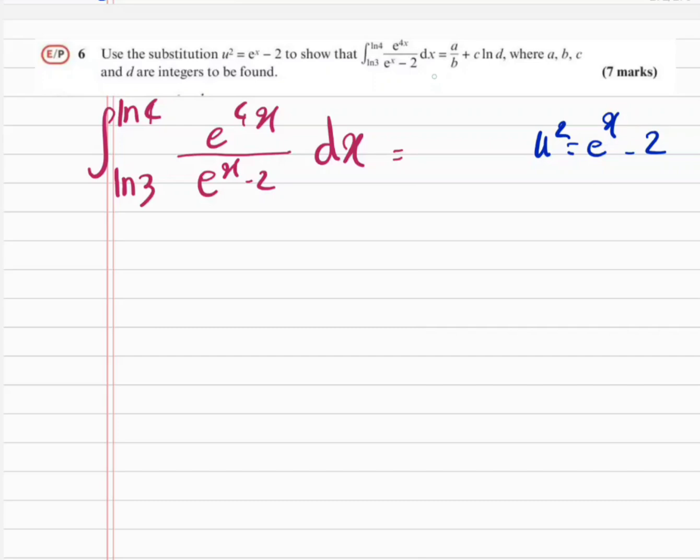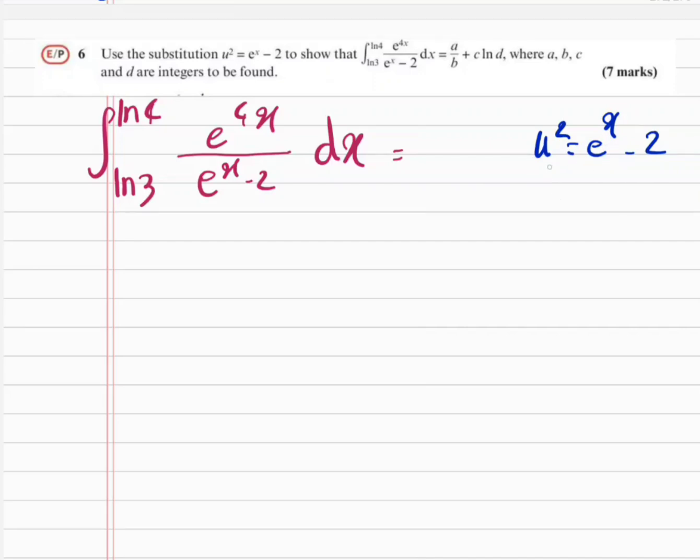Here we must be careful because the final form of the answer has to be in the form a over b plus c ln d. This is a very common format that you'll see in your exam, where they ask you to derive this so that it's in the same form as they are asking.